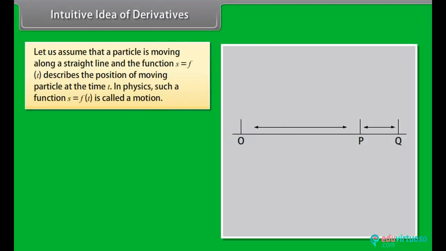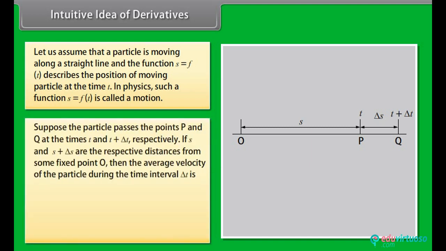Intuitive idea of derivatives. Let us assume that a particle is moving along a straight line and the function s is equal to f of t describes the position of the moving particle at the time t. In physics, such a function s is equal to f of t is called a motion.